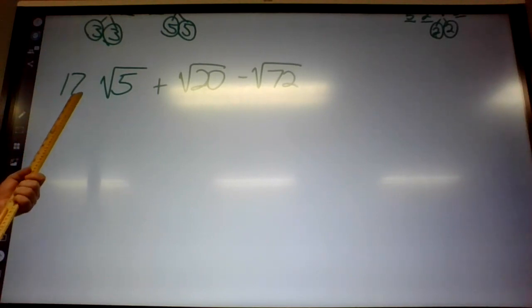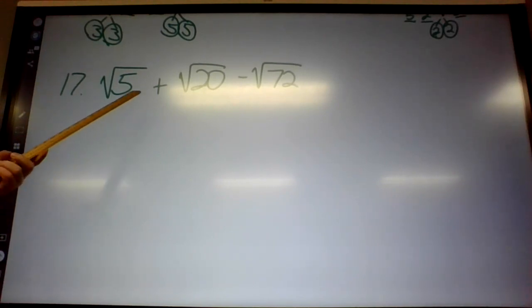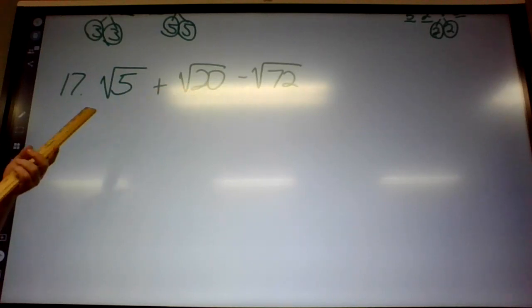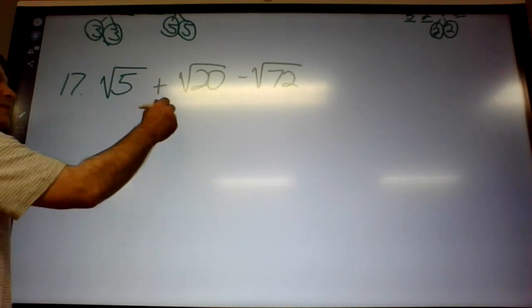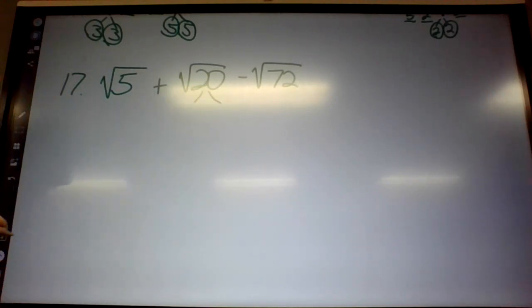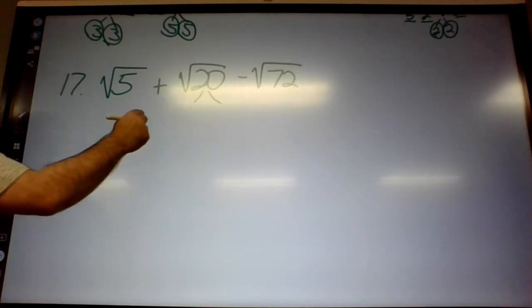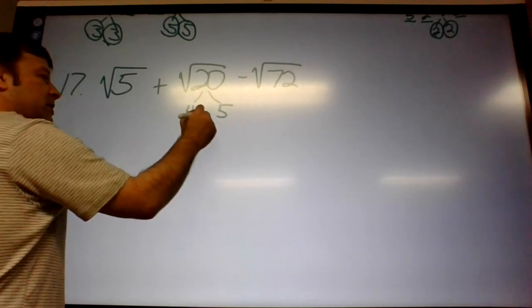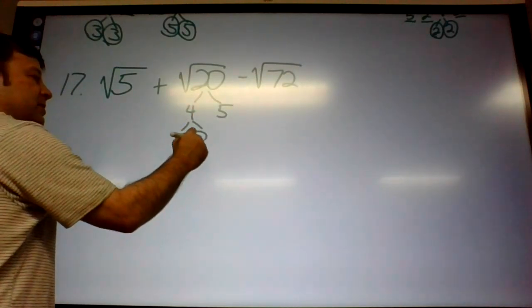Does square root of 5 simplify? No. Does square root of 20 simplify? Yes. We've done it once today already, I believe, right at the beginning. What goes into 20? I should ask you that. 4 and 5. And 4 can turn into 2 and 2.